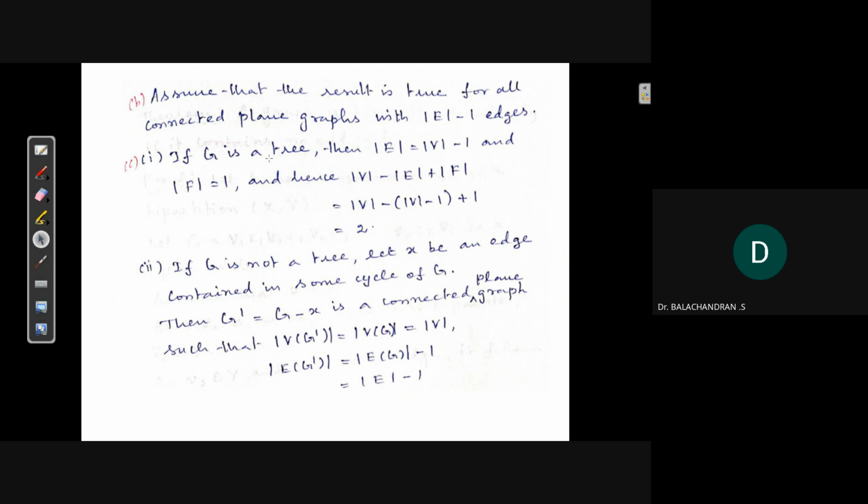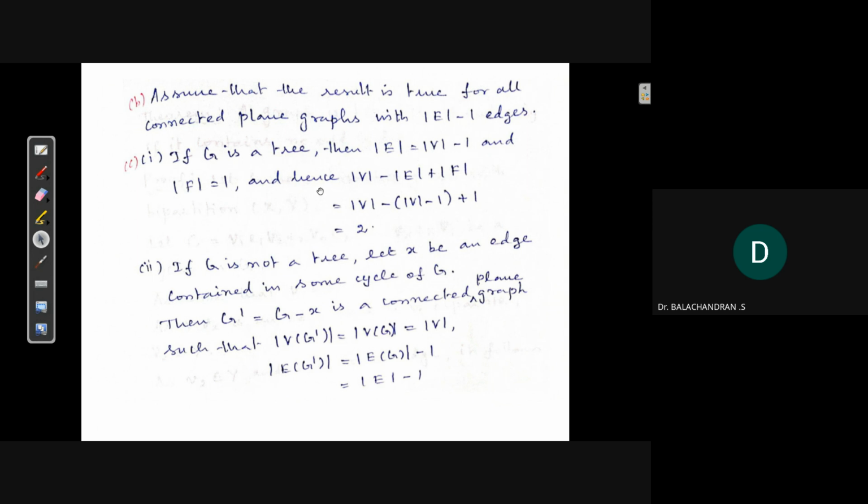Okay. Next, if G is a tree. Here I am going to discuss two cases: if G is a tree, and if G is not a tree. The number of edges in a tree is the number of vertices minus 1. And the number of faces in a tree is only 1, because a tree does not contain any cycle.